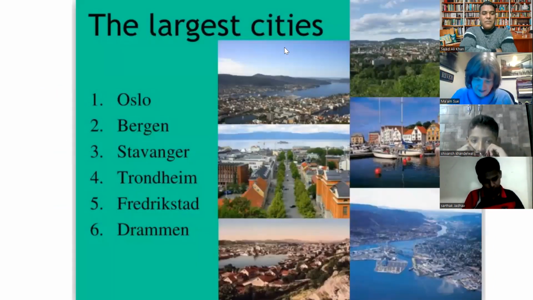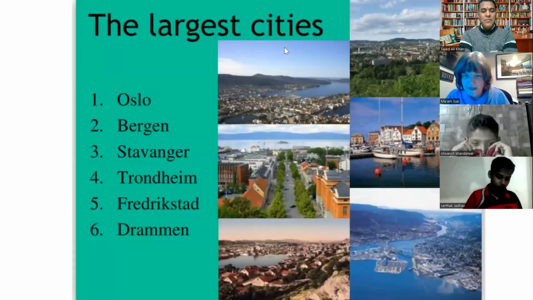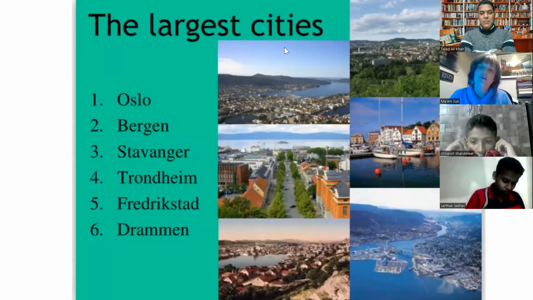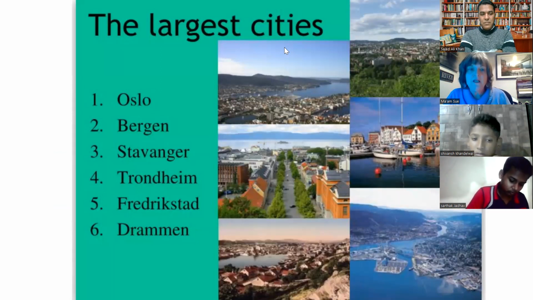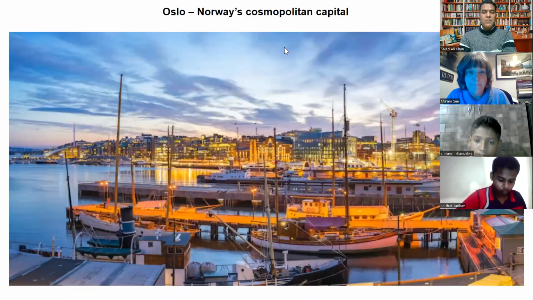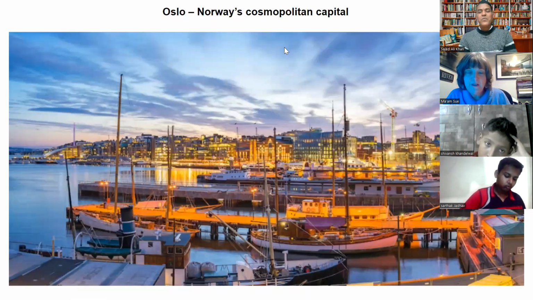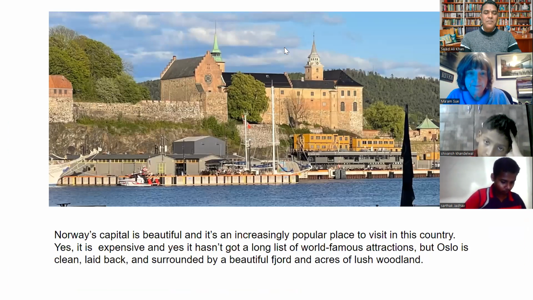Okay, the largest cities. I'm just going to read these to you and then we'll go. The largest cities would be Oslo, Bergen, Stavanger, Trondheim, Fredrikstad, and Drammen. So let's go to the next slide. And this is Oslo, Norway's cosmopolitan capital. Let's go to the next slide.